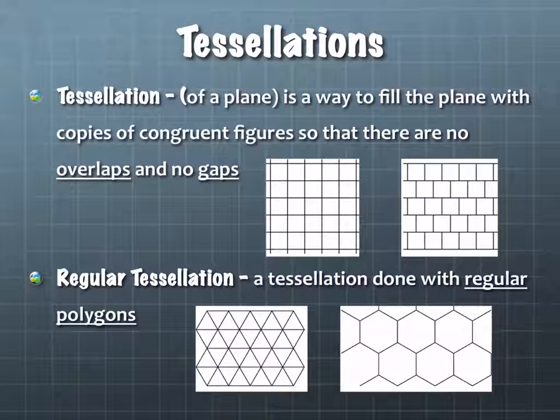A tessellation of a plane is a way to fill the plane with copies of congruent figures so that there are no overlaps and no gaps. The first two pictures are the most basic, boring tessellations you could possibly imagine, right? They look like tiling on the bathroom floor or wall. A regular tessellation is a tessellation done with regular polygons. So let's ask ourselves if we remember, what does it mean for a polygon to be regular?